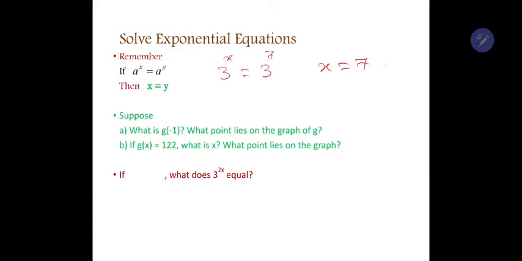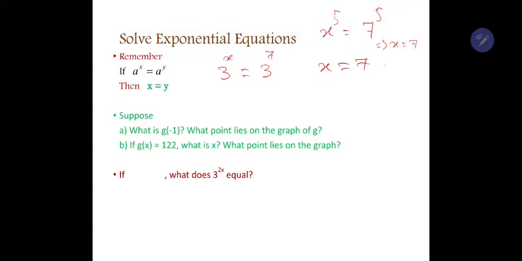The same thing happens when the powers are the same. Like for example, if we have x to the power 5 equals 7 to the power 5. Now as you can see, the powers are the same, so the bases have to be the same, so the answer of this is going to be x equals 7. Let's answer this question here.